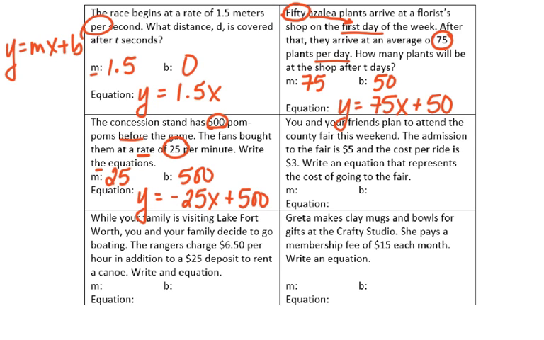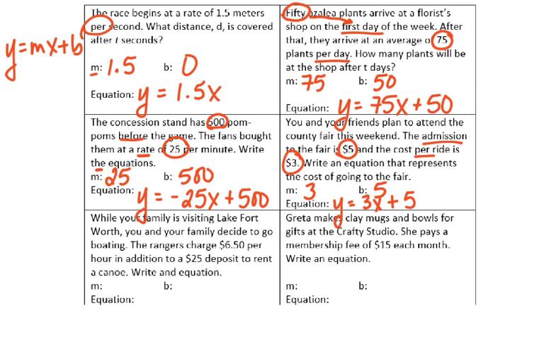All right, the next one. You and your friends plan to attend the county fair this weekend. The admission to the fair is $5 and the cost per ride is $3. Write an equation that represents the cost of going to the fair. So the admission is $5, and so you're only going to pay the admission once. Now the cost per ride is $3. So the word per indicates slope, and admission is paid one time. It's your starting amount that you're going to pay, so that is 5. So your equation here would be y equals 3x plus 5.